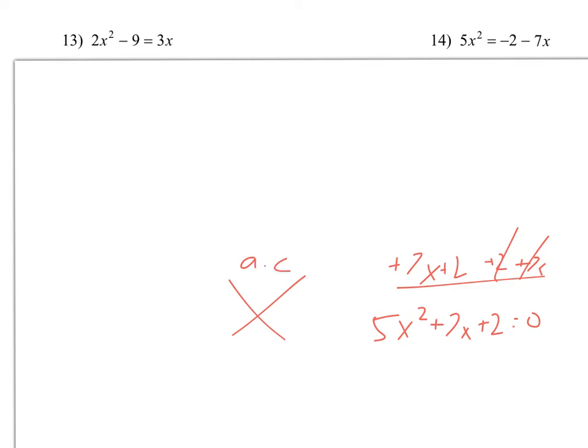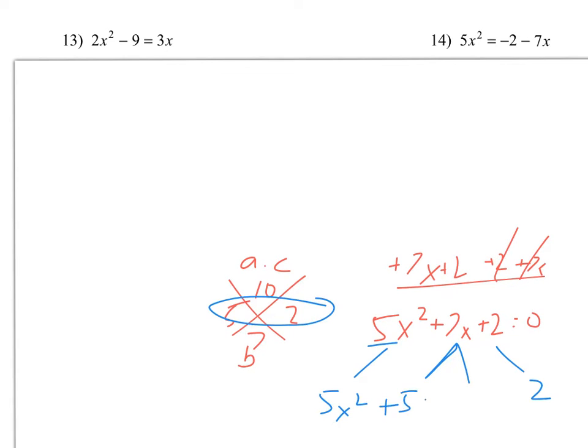So I'm going to do a times c up top and b on bottom. So this will be 10 and 7. And so that's going to be 5 and 2. Now, since I have this 5x squared, that means I have to do my grouping technique or the inside-out box here. And so I put those out there, and then this middle one I split up according to my x.